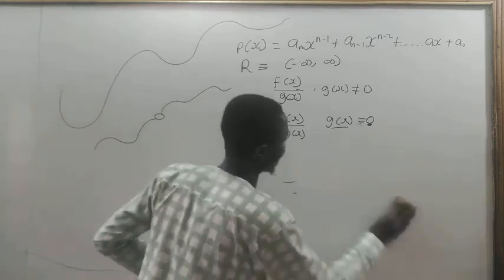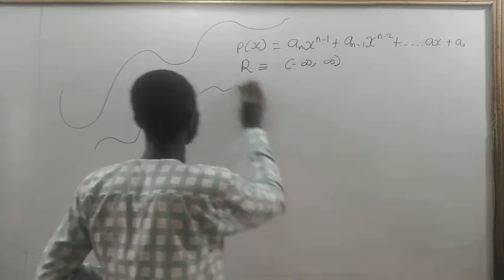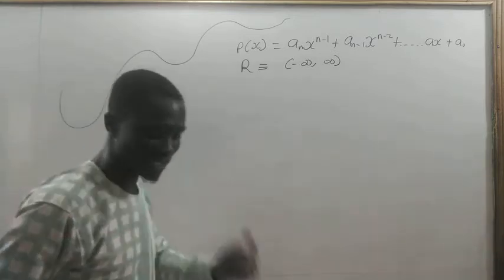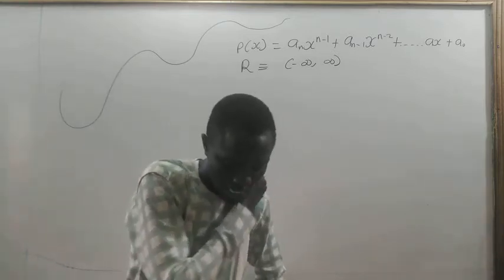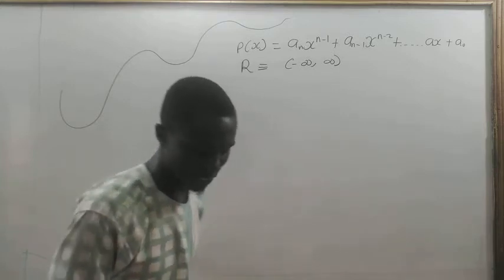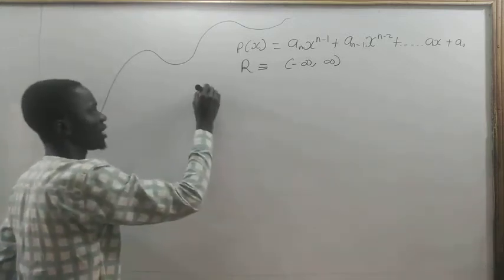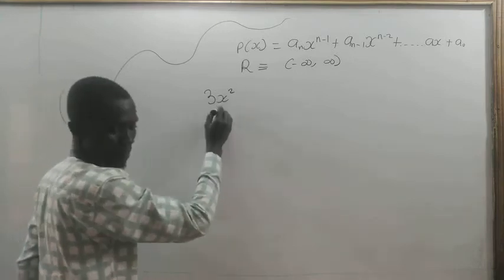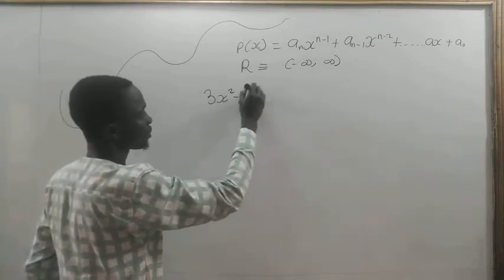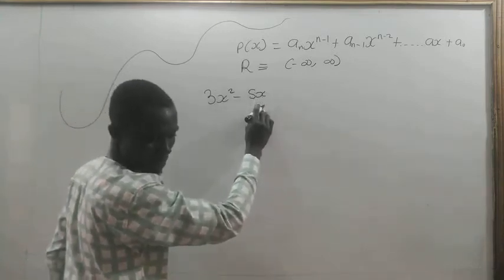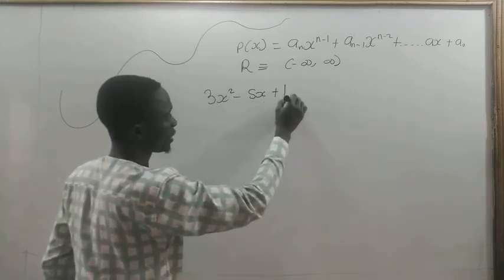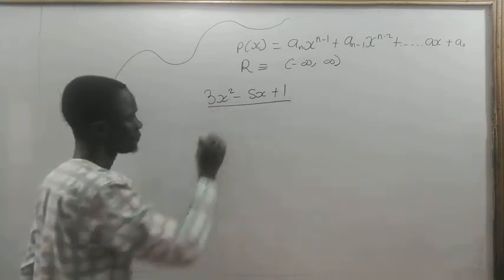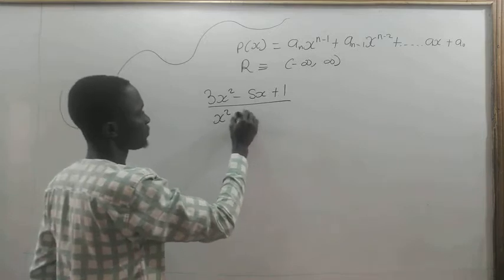Now, let's take another example on the same rational function, but with a different idea. Let us take this one. I have 3x squared minus 5x plus 1 divided by x squared plus 5.